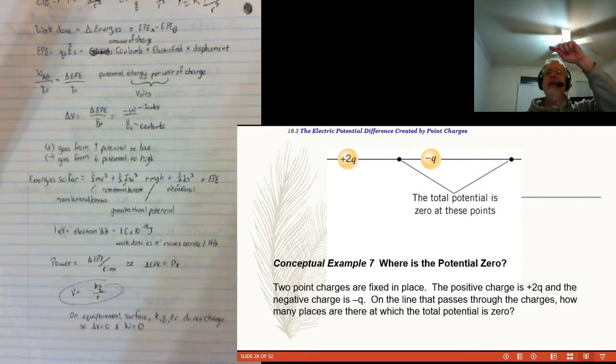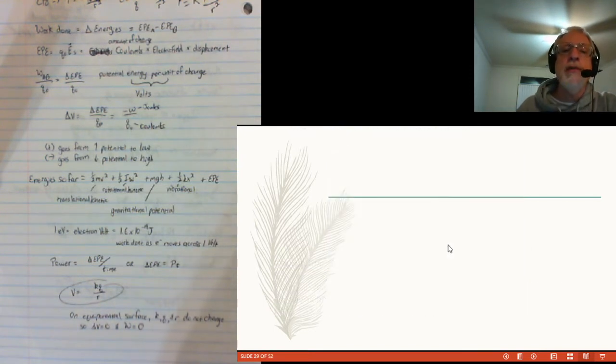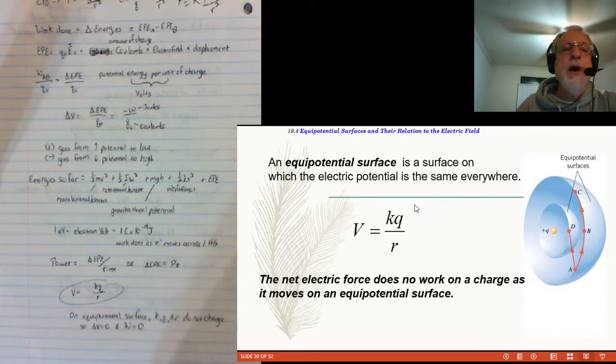There's a point somewhere out here or somewhere over here where I'm also twice as far from this point as I am from this point. It's not just 2 points, it's actually more. It's 2 points on that line, but if I go into multiple other dimensions, there are more points where it's the same potential. And we call those equipotential surfaces. It's a surface in which the electrical potential is the same everywhere.